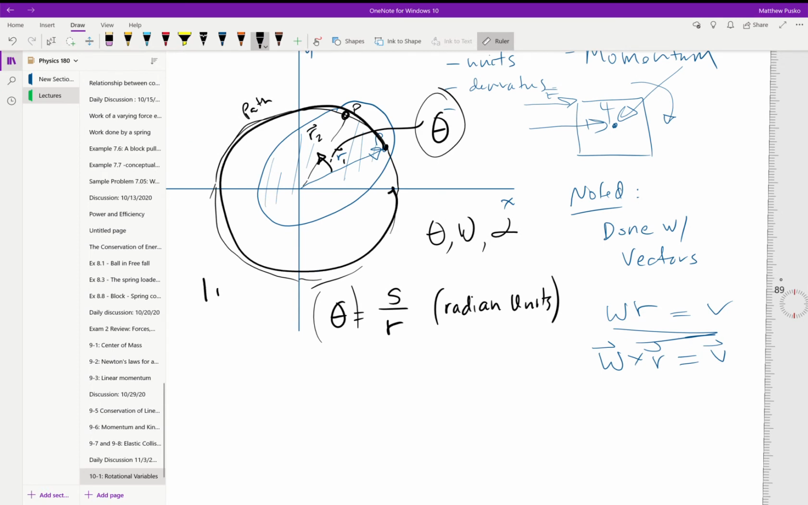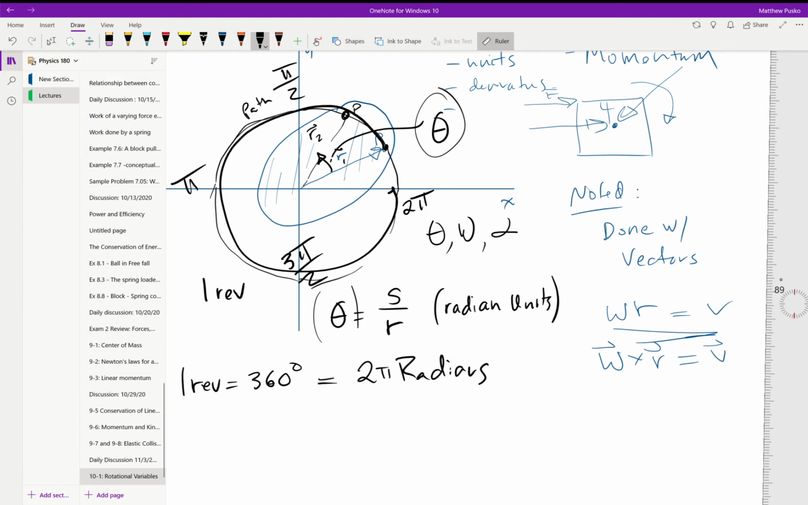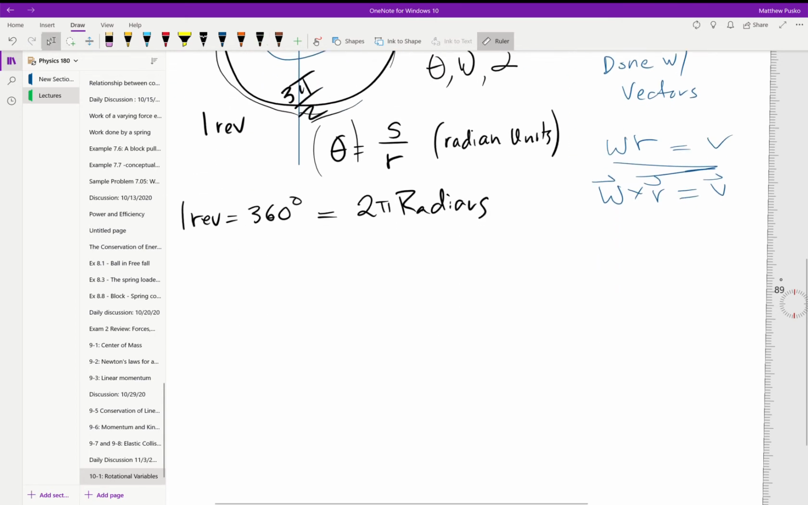So to solve that, what we can do is say, well, if something goes around one time, that's one revolution. You've heard that before. And if it goes all the way around a circle, we know that one rev is equal to 360 degrees. Well, we also know that that's equal to 2 pi radians, right? We have pi over 2, pi, 3 pi over 2, and then back around to 2 pi.